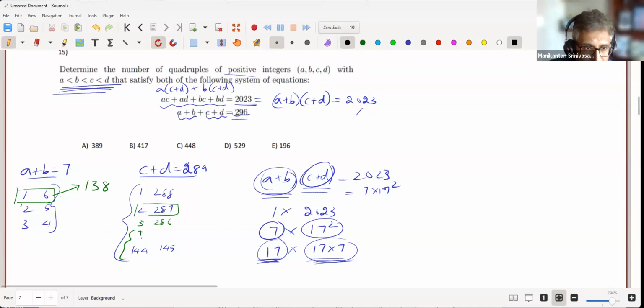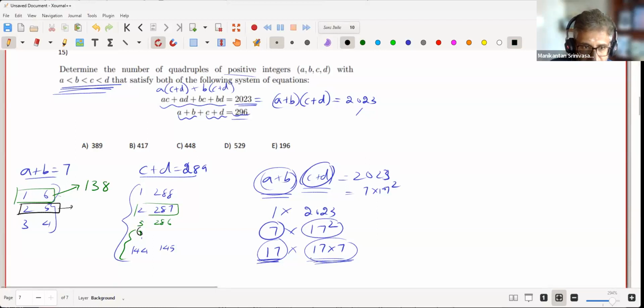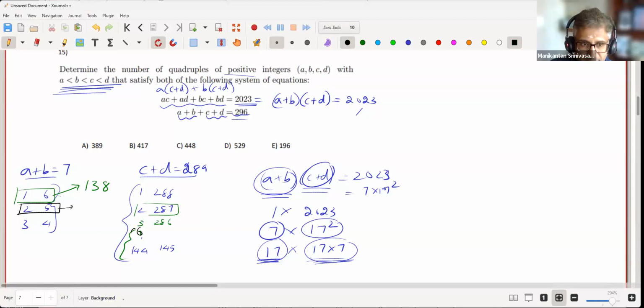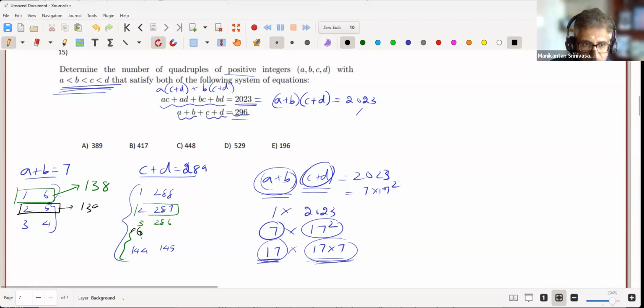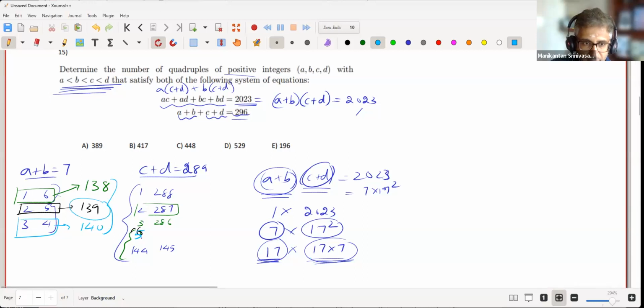With A and B being 2 and 5, then C can start off with 6 itself, which is 1 more, right? 139 solutions here. Similarly, if A and B are 3 and 4, then C can start off with 5 itself. So 5 to 144 will be 140 solutions. So the total number of solutions is 138 plus 139 plus 140. We don't have to add. We can just do 139 into 3, the middle one into 3, arithmetic progression. 140 into 3 is 420. So 3 less than that.